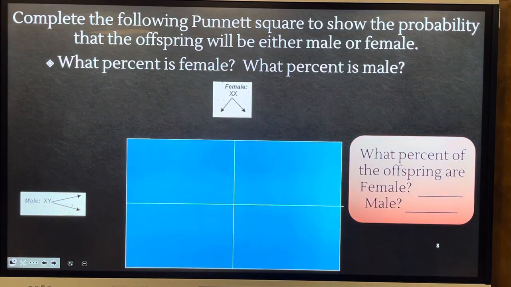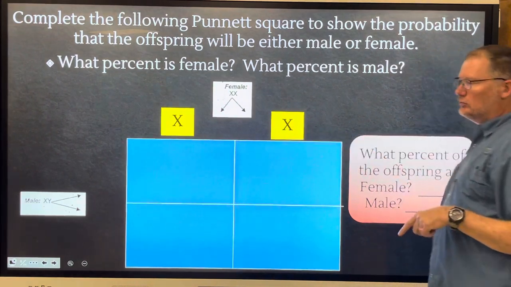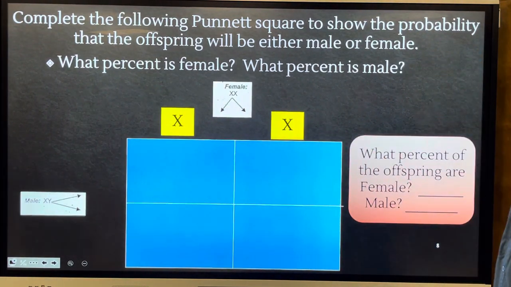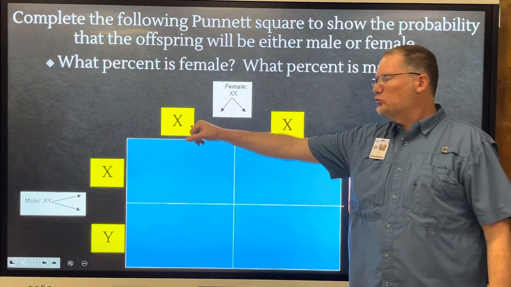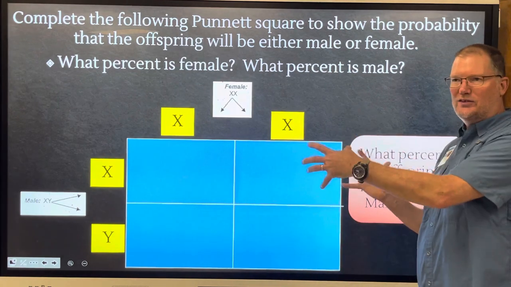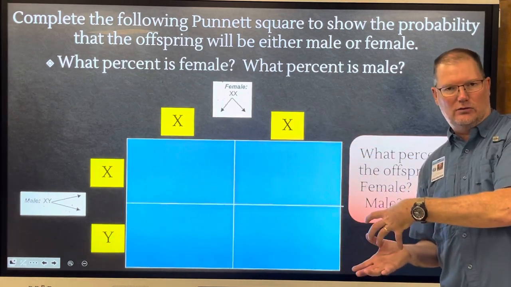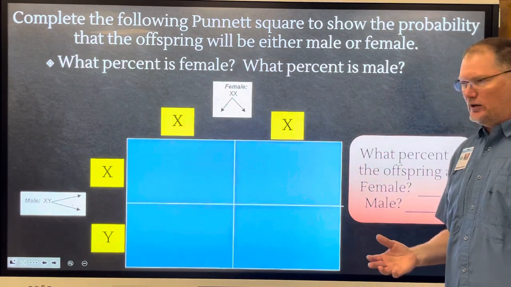So this is how you do it. Okay, so X and X go on top in your notes, okay? And then X and Y go there. So these are the traits, the genes that we are specifically studying for this probability case. You can do this for all different kinds of traits of an organism, okay?